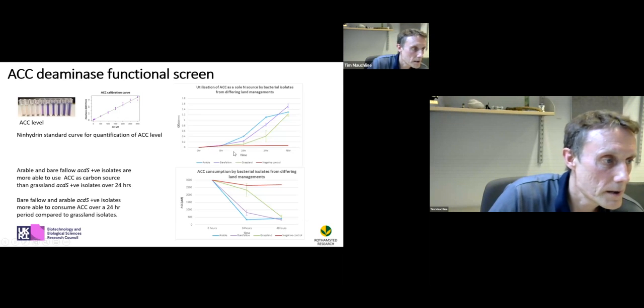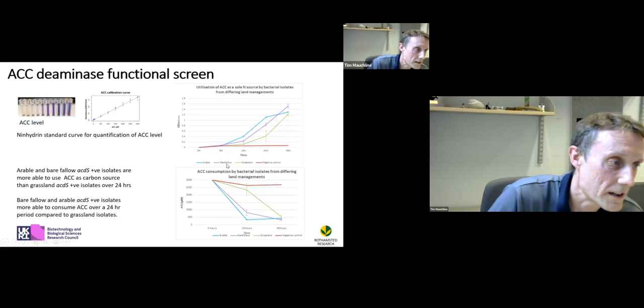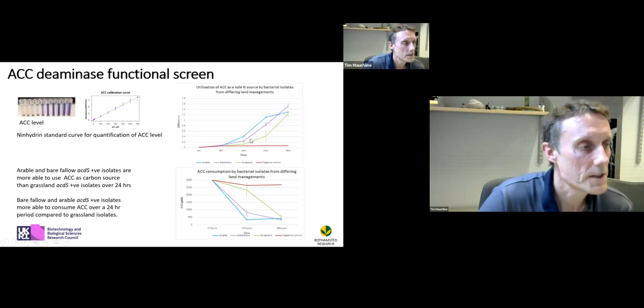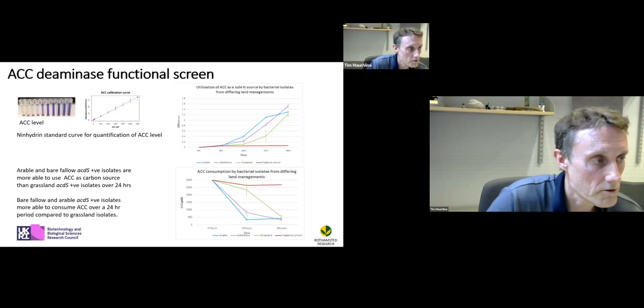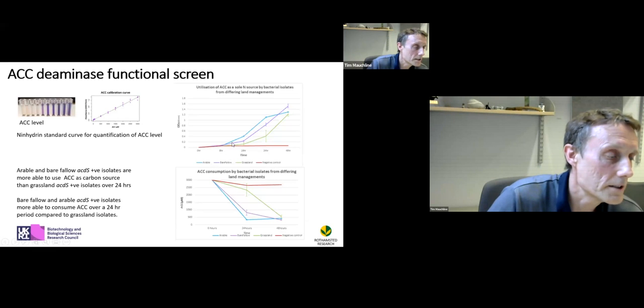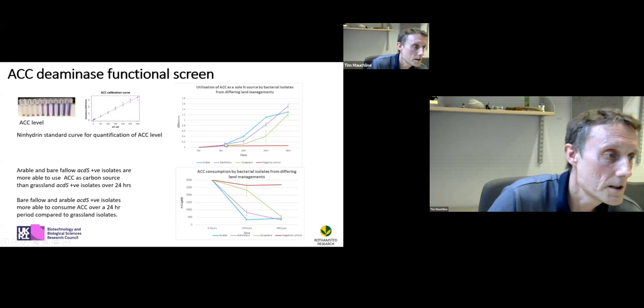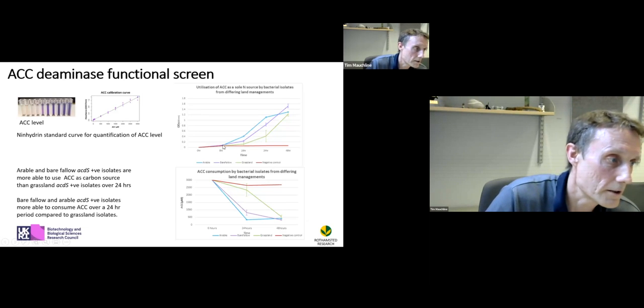What we could see is that, compared to the negative control, which is the red line here and wasn't able to grow on it at all, isolates derived from the arable soil, the bare fallow soil and the grassland soil, which had the ACDS gene, were able to grow on this as a nitrogen source. But crucially, there was a differential ability of isolates to do this depending on where they originated from. The isolates from the grassland soil which had it were able to do it, but they were less capable compared to those from the arable and the bare fallow.